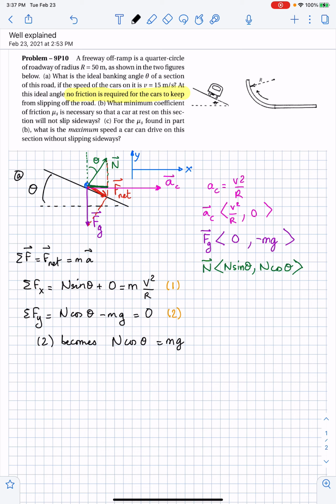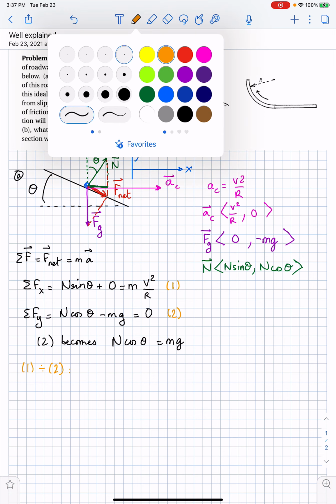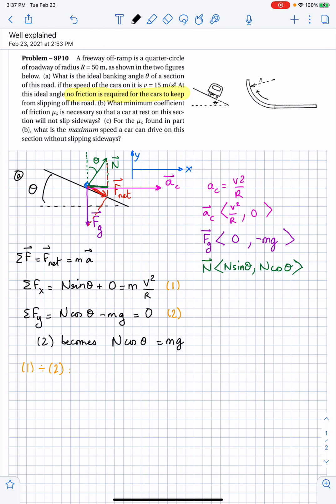And then I'm going to essentially do equation number 1 divided by equation number 2. This is going to give me n sine theta divided by n cosine theta. So it's going to be essentially the n and the n cancel. So it's going to give us tangent theta equal mv square over r over mg. So it's going to be v square over rg. Therefore, theta is going to be arctangent of v square over rg.